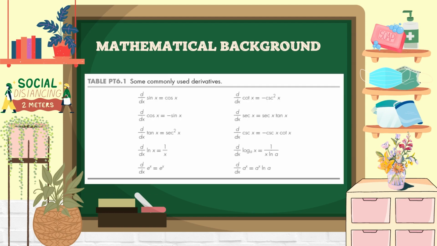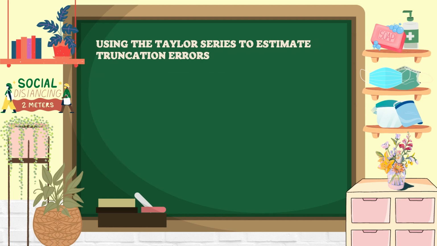Table PT 6.1 lists some of the commonly used derivatives. So we have here the derivative of sine x with respect to x is equal to cosine x, up to the derivative of a raised to x with respect to x, which is equal to a raised to x times ln a. Before discussing the high accuracy differentiation formulas, let's have a brief review on using the Taylor series to estimate truncation errors.